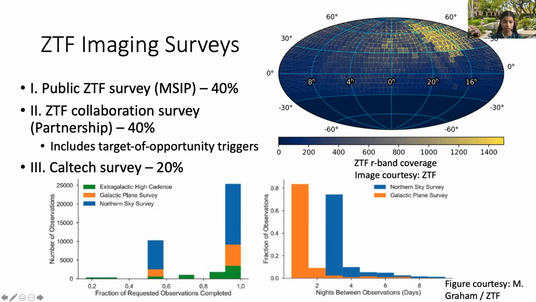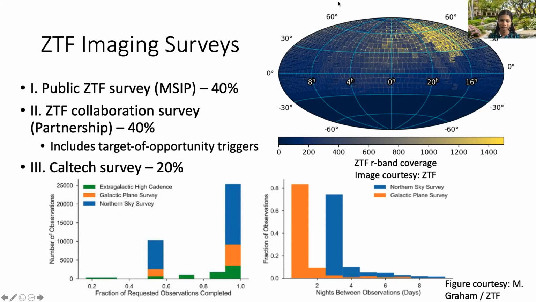The partnership survey also includes the opportunity to perform target of opportunity triggers, which are triggers that interrupt the normal survey operations to look at a particular region of the sky due to some kind of external trigger, such as a gravitational wave signal, gamma ray burst, or a neutrino trigger. And this is only available to those of us who are within the ZTF collaboration, and the Caltech survey is available only to Caltech members.